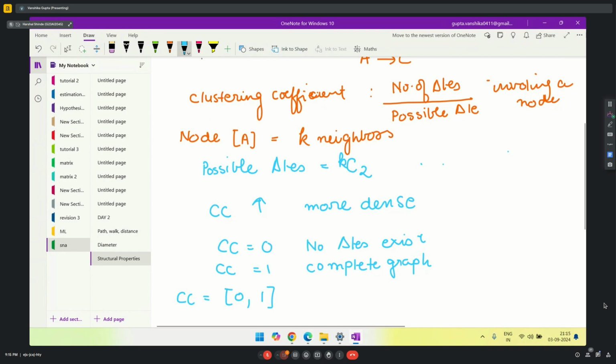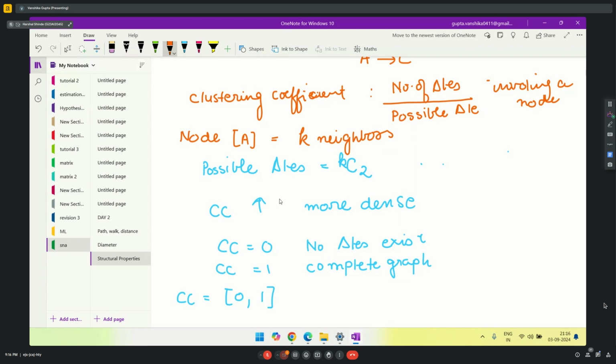Any doubts regarding this triangle concept? So CC can be 0 or 1, cannot be negative. It can be in between 0 to 1. Okay. 0.5, 0.2, any value. Yes. But cannot be negative, right? No, it cannot be negative because you are counting things. You are counting the number of triangles. So it could never be negative.